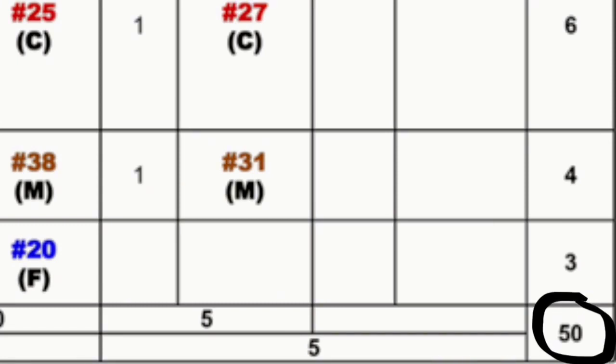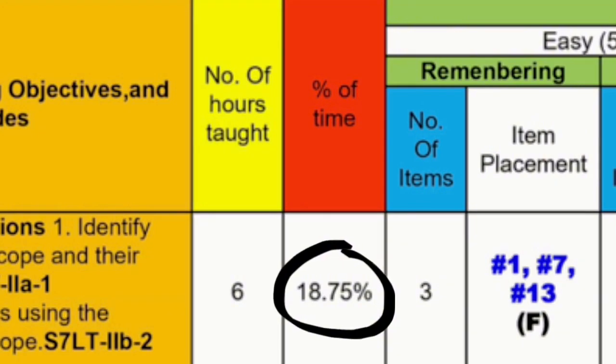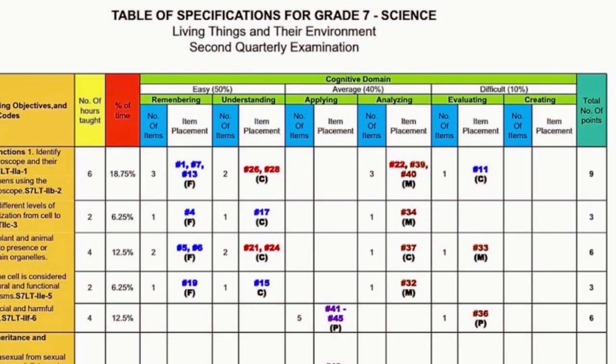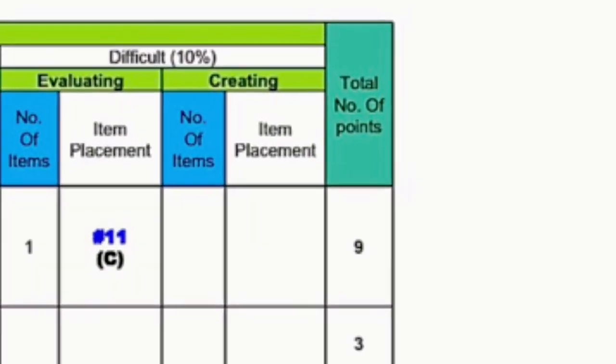Then, we will allocate those 50 items per topic by multiplying 50 with the weight of each topic or percentage of time. For example, 50 multiplied by 18.75% is 9. During this part, it is inevitable to have trouble balancing the number of items per topic. With that, you can make adjustments. But ensure that if you add up all the allocated number of items per topic, it should be equal to 50.